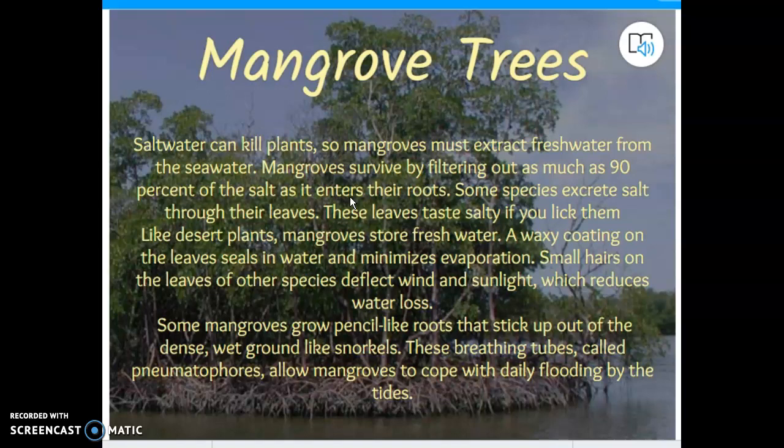Some mangroves grow these roots that stick up out of the ground. They're kind of like snorkels. When high tide comes in, Veda, they are still able to breathe. Here are pneumatophores that allow mangroves to cope with the daily flooding by the tide. So mangroves have some very, very special adaptations. You don't have to know everything about mangrove trees, kiddos. You can literally write, mangrove trees have adapted to live in the estuary, and you will be fine.